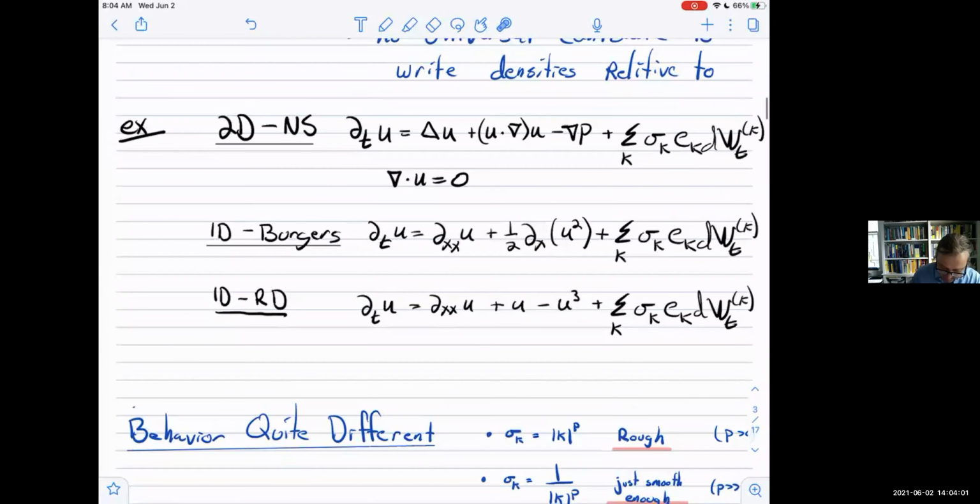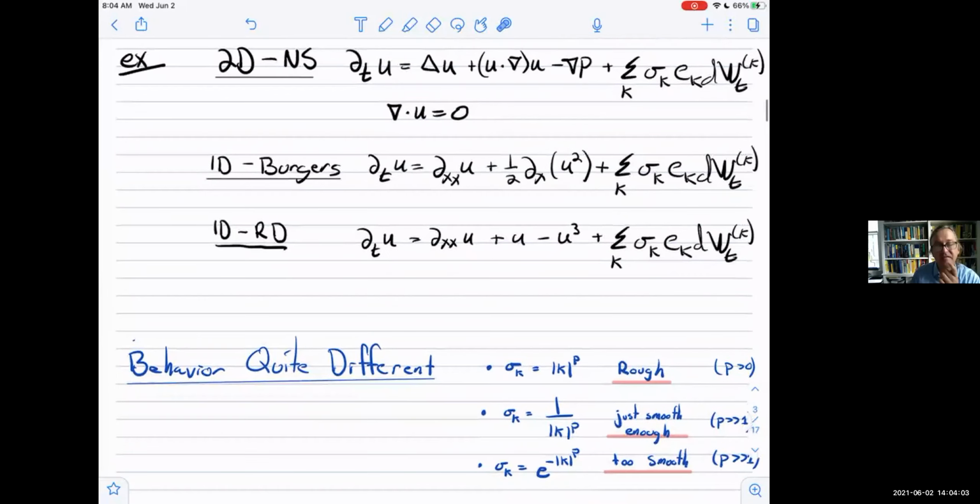These equations have quite different behavior. Here I have some real-valued functions forming a basis. You can just think of it as the Fourier basis if you want; that's usually what I'm thinking about. Then I have some real coefficients, and these are a collection of standard Brownian motions. So this is a covariance operator times a cylindrical Brownian motion, if you will.